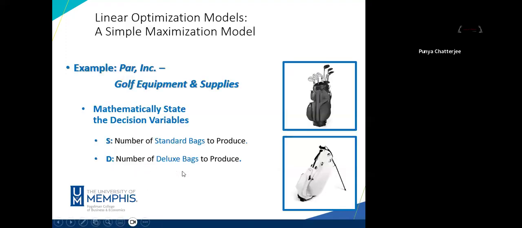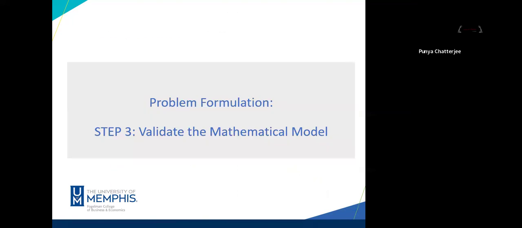So we learned how to develop the model. Let's quickly go to the model and then we will move on. The first thing you need to do is name the decision variables. So we call S the number of standard bags to produce, and D the number of deluxe bags to produce, and then you're going to write down your objective.